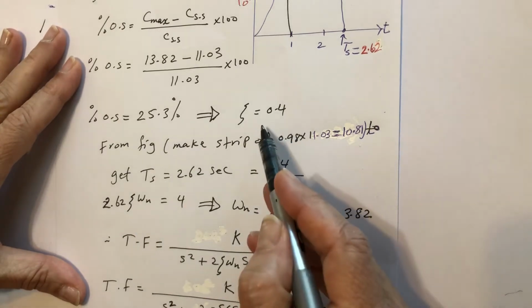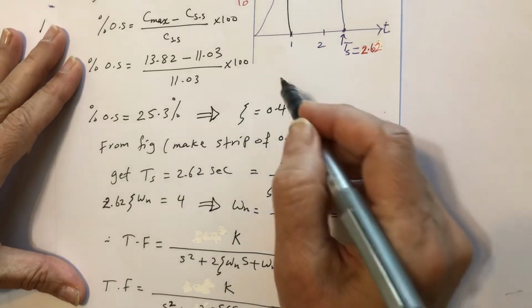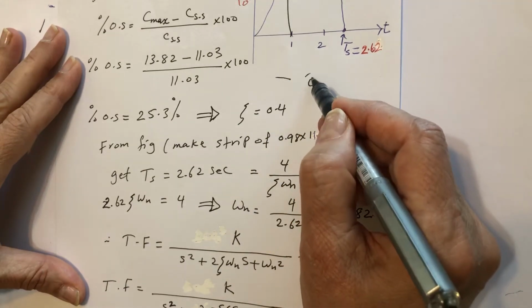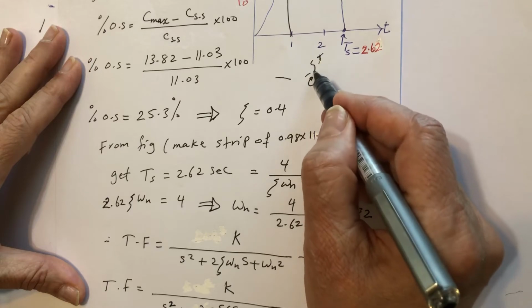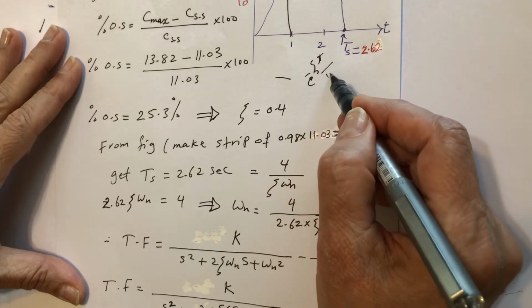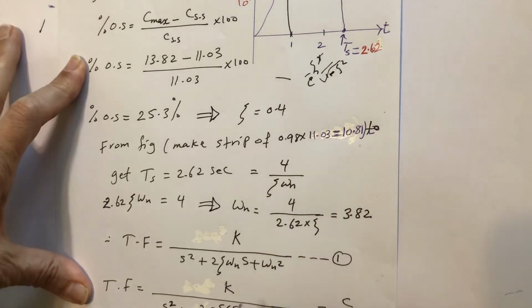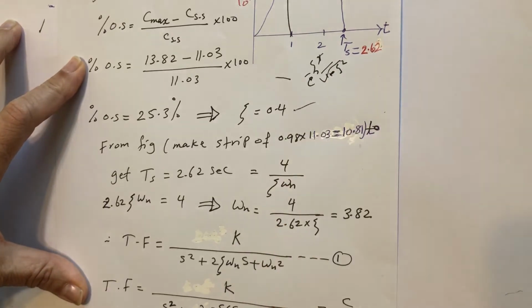So how do I get zeta? By using this expression: the percent overshoot equals e to the minus zeta pi over the square root of 1 minus zeta squared, times 100. Always that one. So we get zeta equal to 0.4.